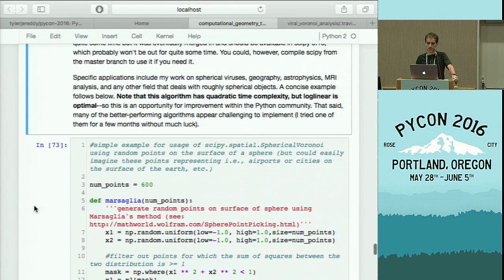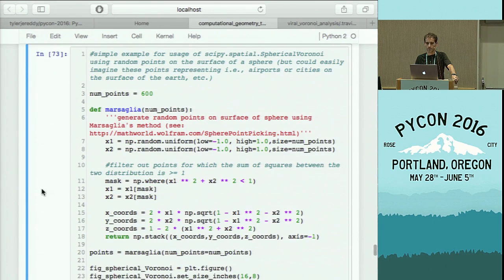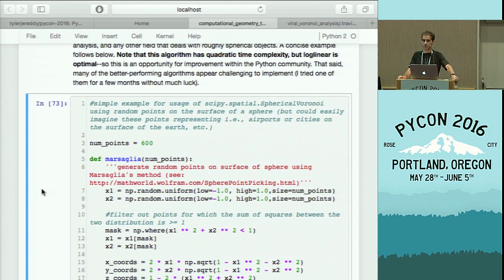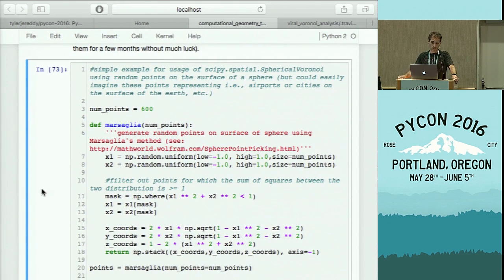So I think there's certainly potential within the community to improve this, but it might take a bit of time because even with the simpler algorithm, it took us quite a bit of time to get that working in a way that we were happy with. So I'm gonna do a demonstration of it, just using 600 random points.